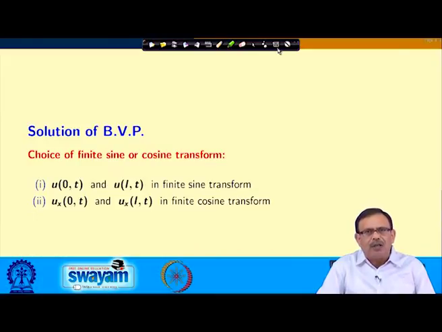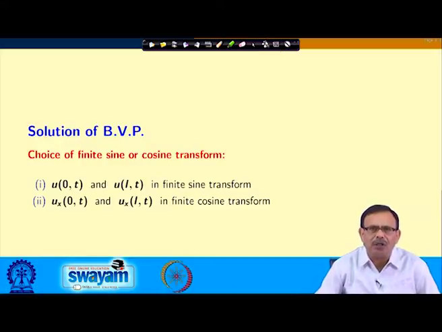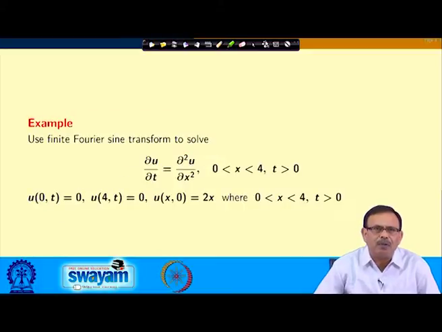So, please note that whenever I want to solve a problem using the finite Fourier sine transform, I need to know the values of u(0,t) and u(L,t), whereas for the finite cosine transform I need to know the values of u_x(0,t) and u_x(L,t), otherwise I cannot find the solution. Please remember these 2 points. So, let us take a problem.